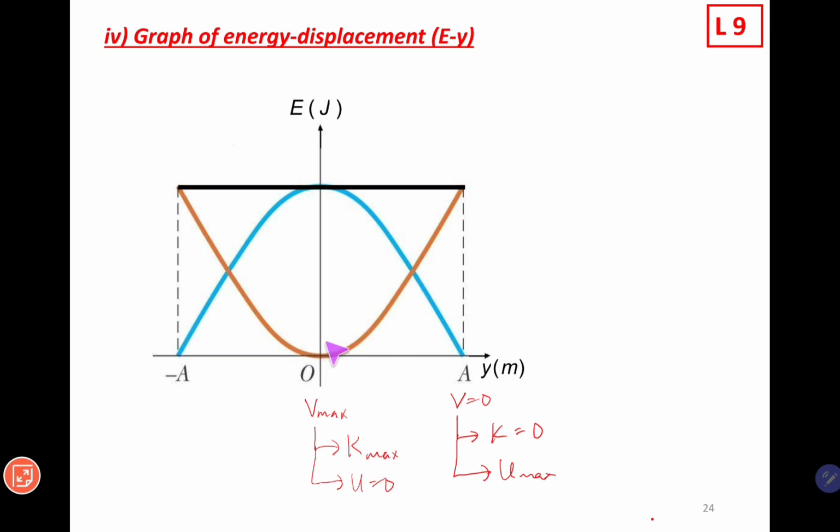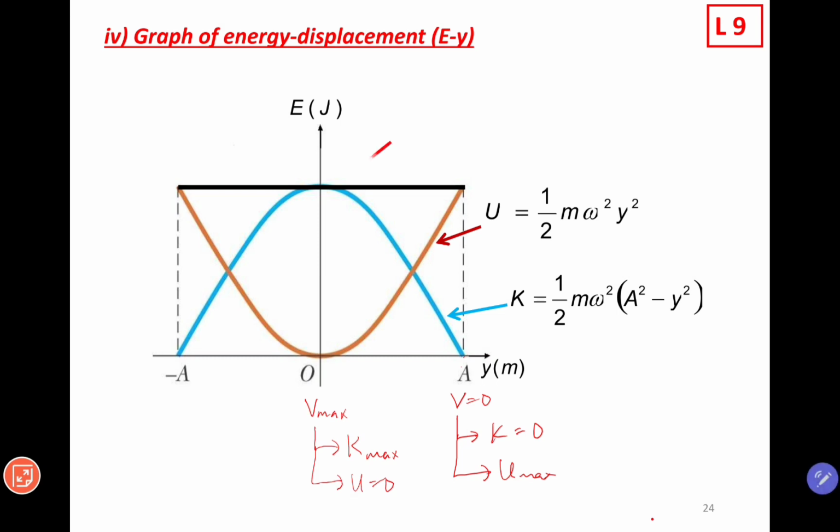Alright. So for this graph, please check. K is maximum at the origin. And then here, K is 0, isn't it? So the blue curve represents kinetic energy. Alright. At the origin of equilibrium, U is 0. And then at the amplitude, U is maximum, isn't it? So the brown curve here represents our U. So this is the K graph and this is the U graph. Alright. And then the black line here represents our total energy.